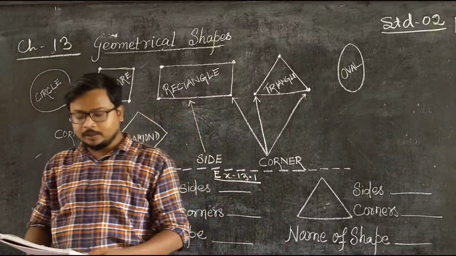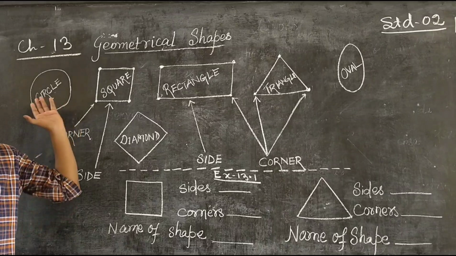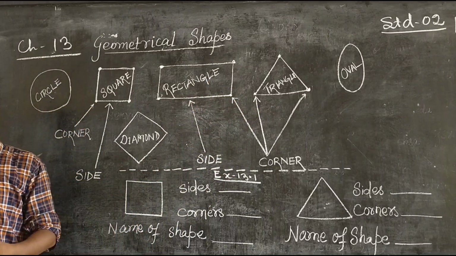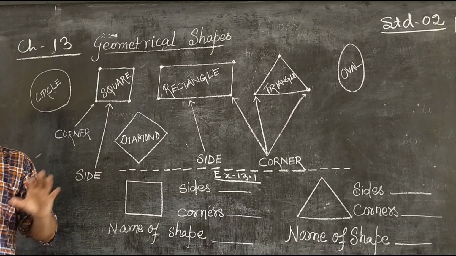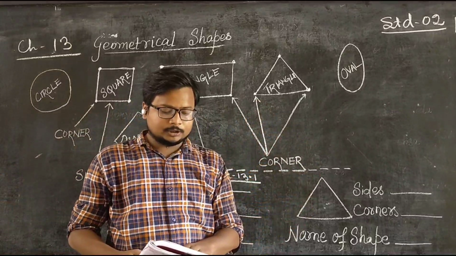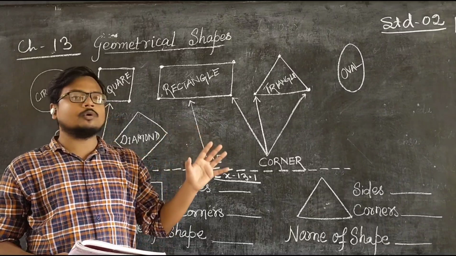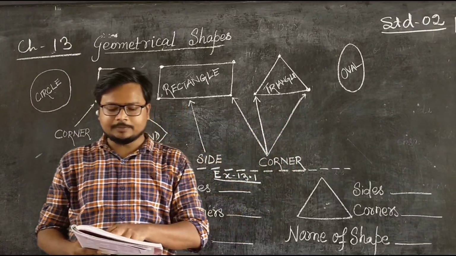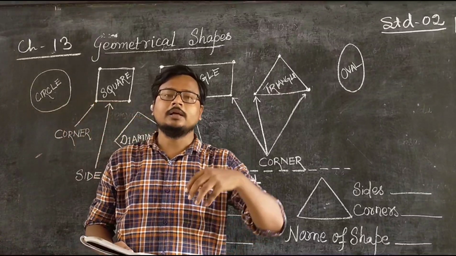Now one most important thing that you all should know is that these shapes are also called plane figures. These shapes can be drawn on a plain sheet of paper. Plane figures are flat figures. So you can draw these shapes on a plain sheet of paper or on a blackboard. They are square, rectangle, triangle, circle, etc. These are also called 2D shapes or 2-dimensional shapes.